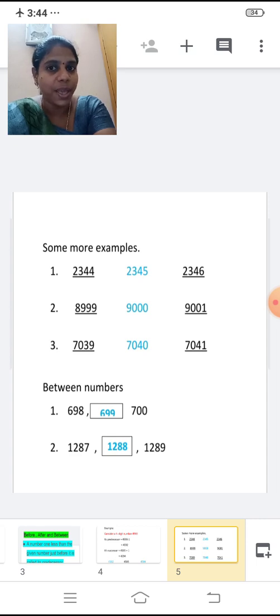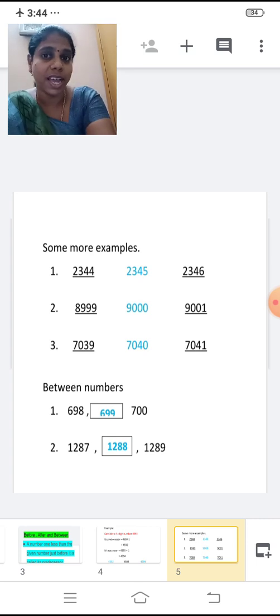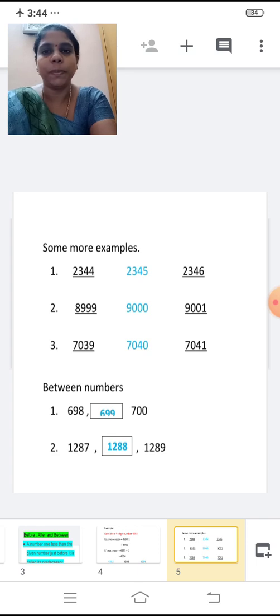We have to add 1 to the number 2345, isn't it? So add 1 to 2345. What will be the answer? Yes, the successor is 2346. Shall we see some more examples?